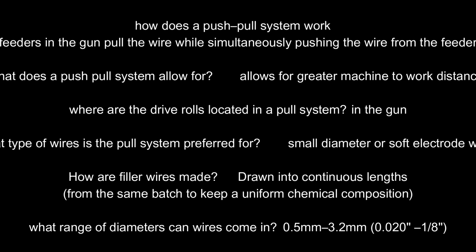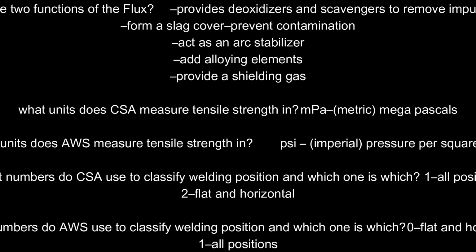How are filler wires made? Drawn into continuous lengths from the same batch to keep a uniform chemical composition. What range of diameters can wires come in? 0.5 mm to 3.2 mm, 0.020 inch to 1/8 inch.